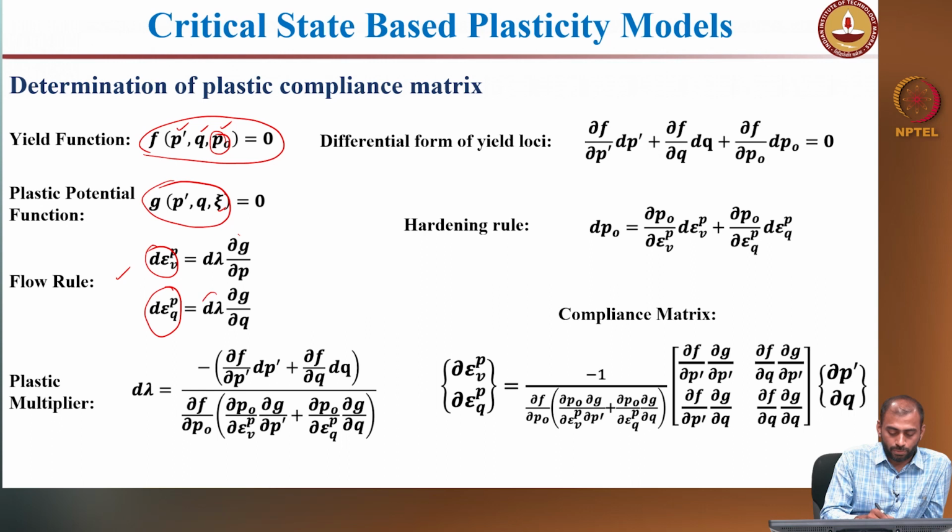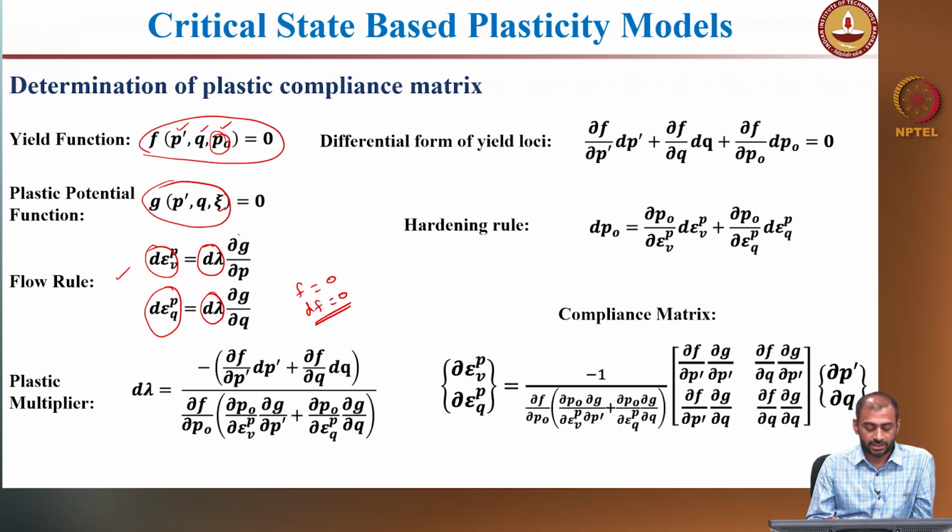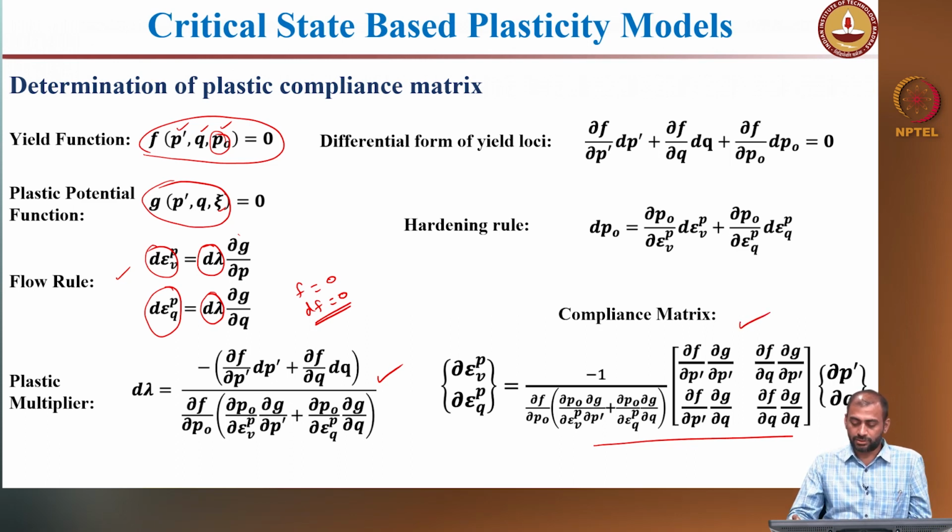If you want to find this plastic multiplier rate, as I said, you have to use the condition f equal to 0 or df equal to 0, which is the plastic consistency condition, and try to determine this d lambda. Once you have all these things, you can construct this compliance matrix. Once you construct this compliance matrix, if you know the stresses, you can get the strains.